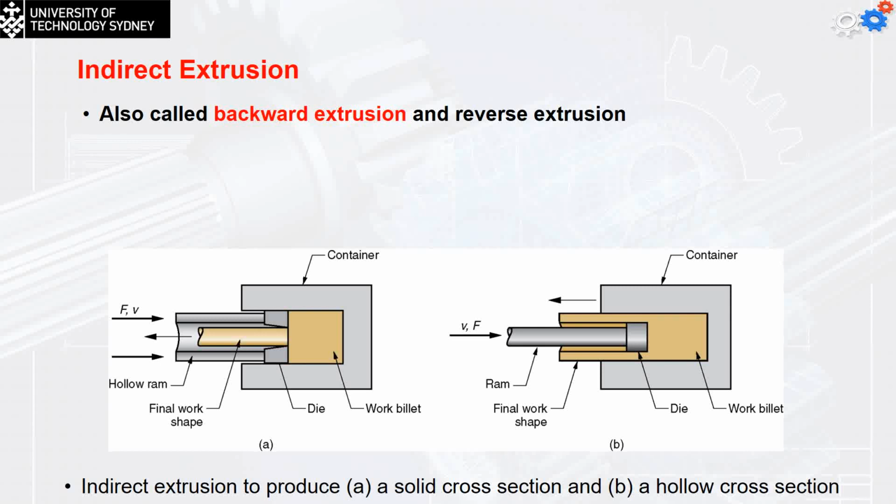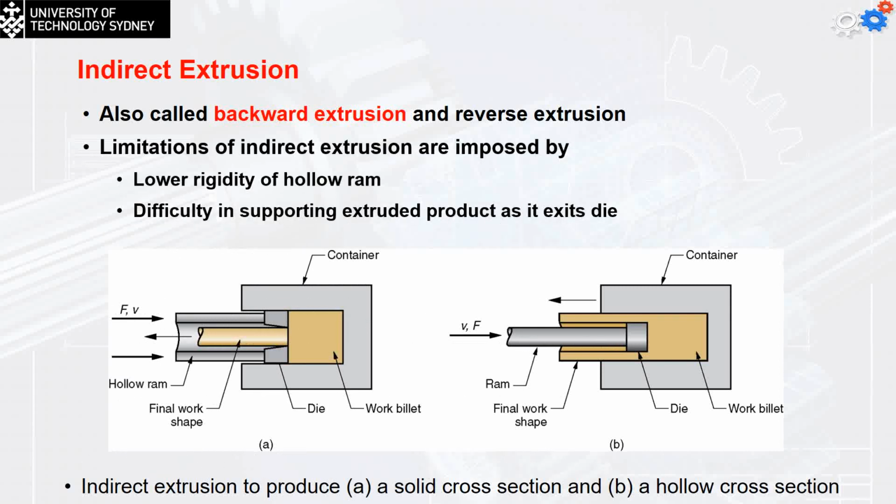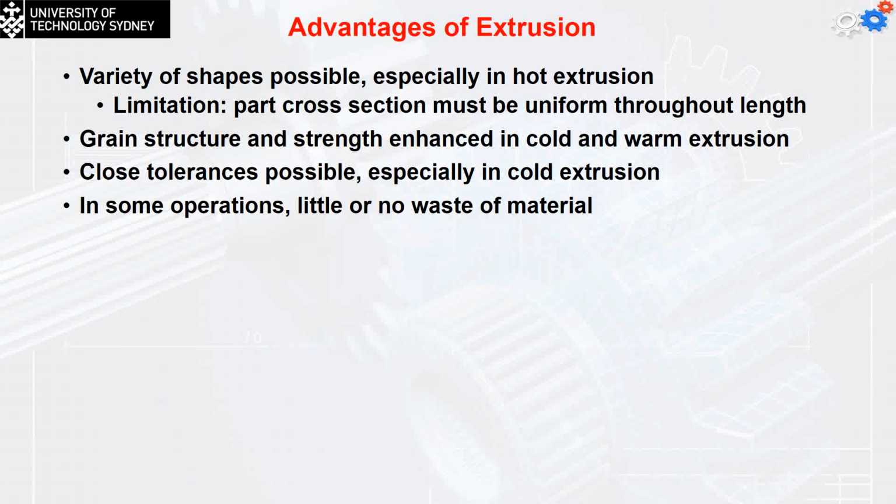The limitations of indirect extrusion are imposed by the low rigidity of the hollow ram and the difficulty of supporting the extruded parts as they exit from the die. The advantage of extrusion is that we can have a variety of shapes, especially in the hot extrusion process. But the limitation is that the part cross section must be uniform through the length. The grain structure and strength are enhanced in cold and warm extrusion. Close tolerances are possible, especially in cold extrusion, and in some operations little or no waste material can be achieved.